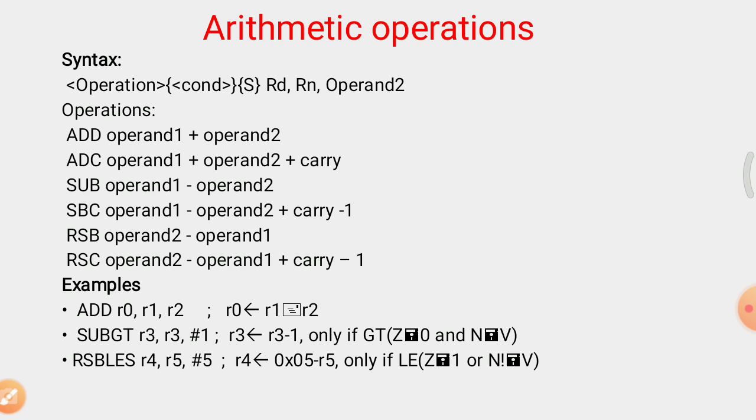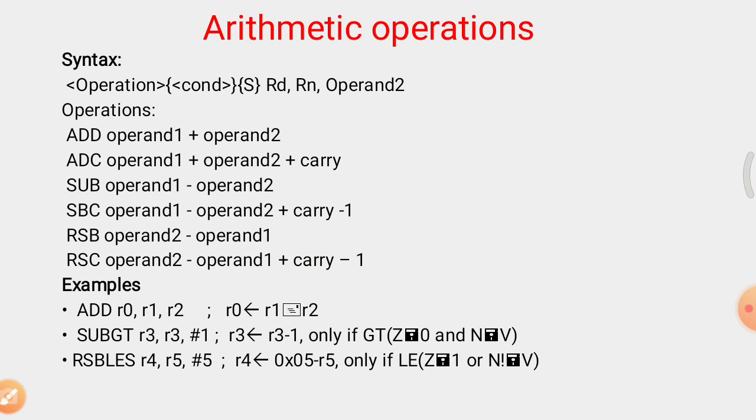ADD R0, R1, R2. So here in the place of destination register Rd, R0 is placed. In the place of Rn, R1 is placed, and in the place of operand 2, R2 is placed. So the value of R1 plus the value of R2 is going to be loaded into the register R0. Some of the characters are not displayed here, just go through the lecture.